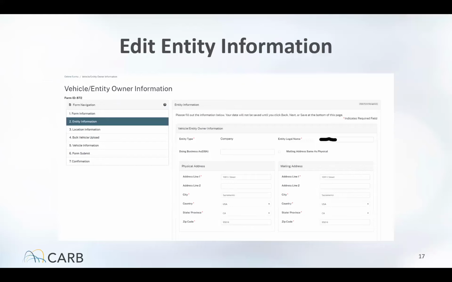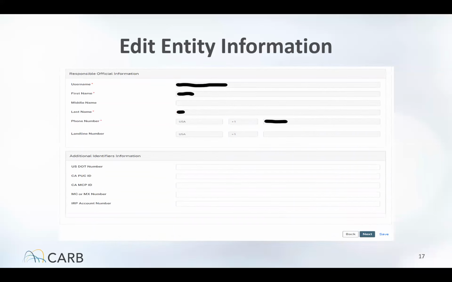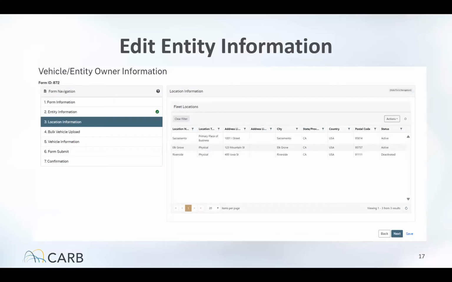On this section, you can edit your entity information, including entity legal name, physical address, and mailing address. You will not be able to edit your name and phone number in this form. As shown here, these fields have been grayed out. I will show you how to edit your name and phone number in the later slides, as this will involve different navigation steps. Go ahead and click on Next to move on to the next section of the form. Go ahead and click on Next for the next 3 sections of the form.